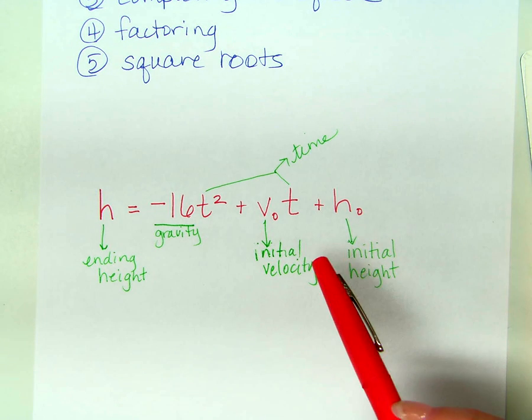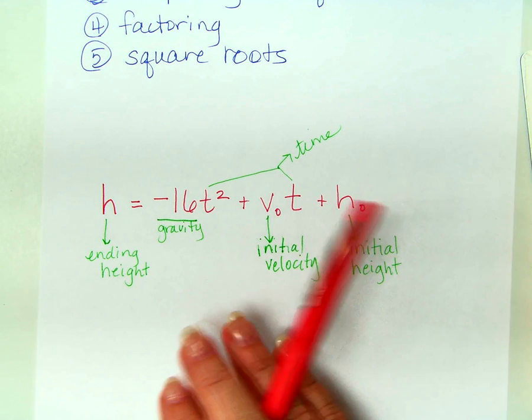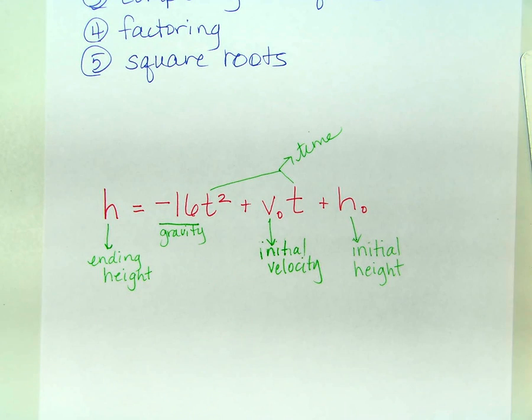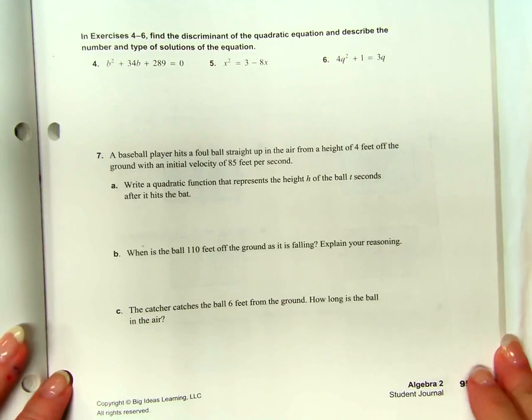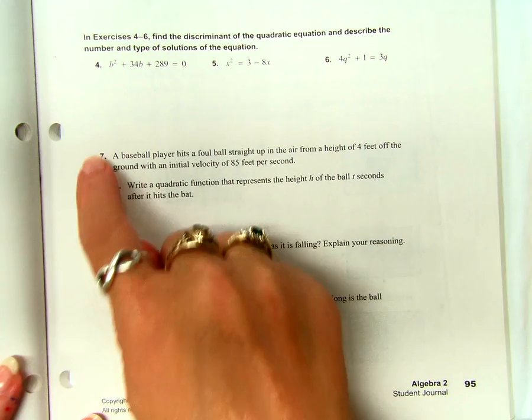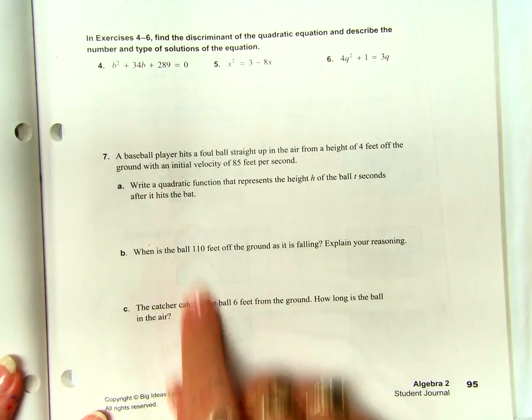Okay? But use this formula. It is in your book if you need to look it up. I would like everyone to look at page 95 in their workbook real quick, please. 95 in your workbook. What problem are you supposed to do on page 95 in your workbook? 7. So do number 7.